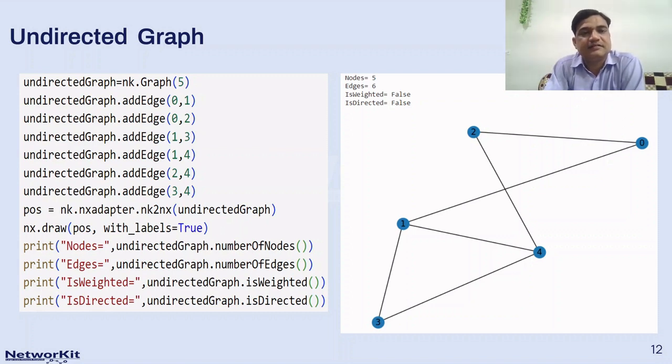Here we are taking a piece of code for the undirected graph. We have created a graph with 5 nodes, and we add multiple edges here. Here we are trying to show how to draw a graph by using a different network analysis tool. So here Networkit is providing an adapter called the NX adapter, and this adapter will convert the Networkit graph into a NetworkX graph. So it is calling nk.nxadapter.nk2nx, with the graph we have created using Networkit as argument. Then it will return the NetworkX instance of the graph.